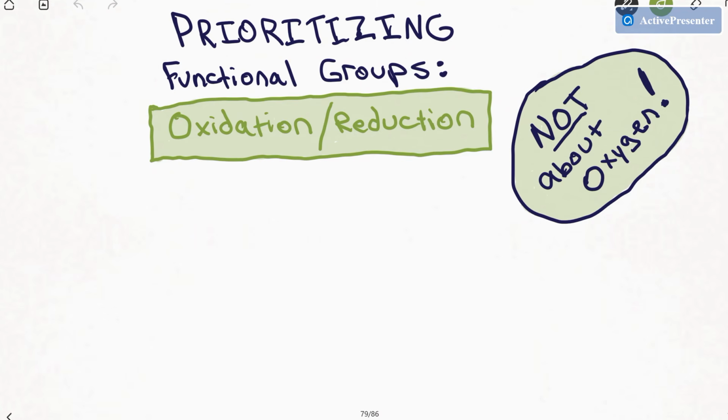And that's, if you don't remember, oxidation and reduction. Now, remember, oxidation is not about oxygen. It has nothing to do with oxygen. It has everything to do with losing and gaining electrons. And what we mean by that is, I'm not talking about something getting positive, losing an electron and turning into an ion per se.